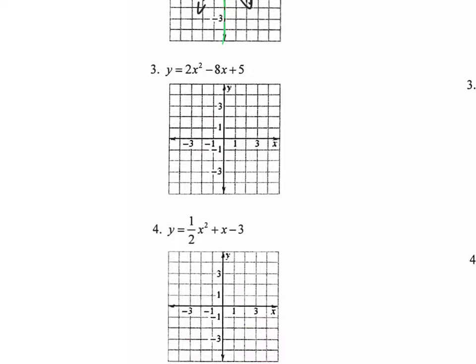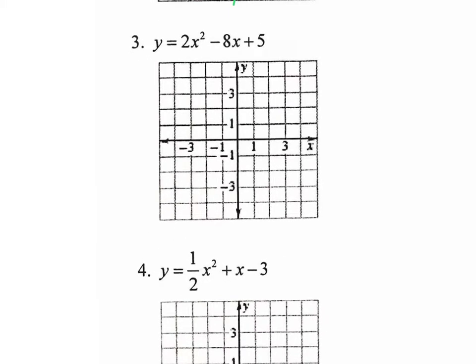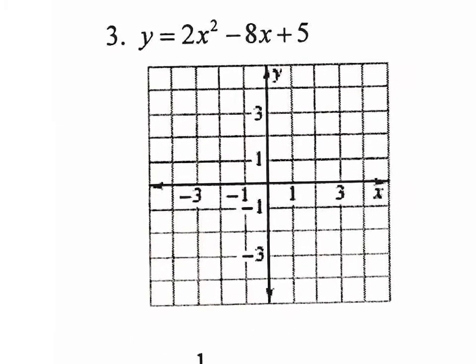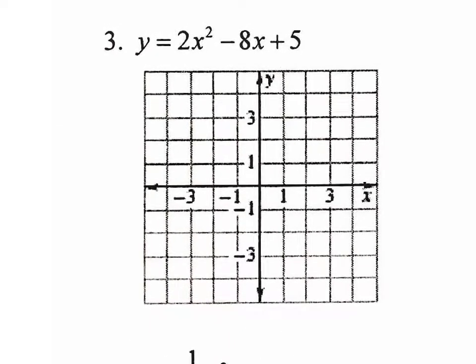So 3 and 4 are a little bit more entertaining because they actually have a value that's other than 1. So you could choose to use the pattern, or you could choose to use an input-output table. Honestly, they're probably the same amount of work. Okay. Let's start with our vertex on number 3.